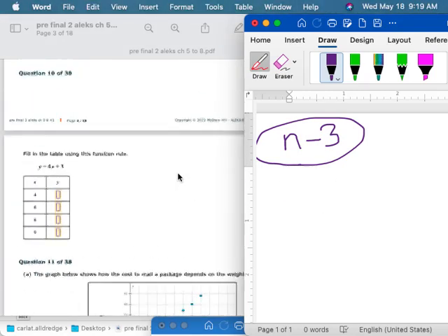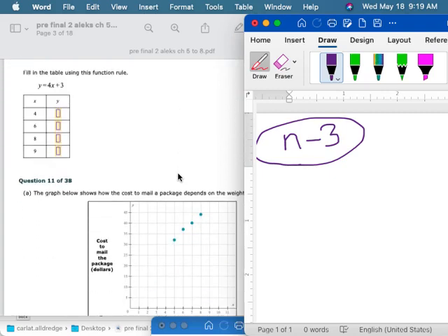All right, this is number 10 that we're doing now. It says fill in the table using this function. So when we have to fill in a table using a function, what are we going to do? We're going to take that little value, which is x is 4, and we're going to plug it in, aren't we? So 4 times 4 is 16, plus 3 is 19. So the first y would be 19, wouldn't it?